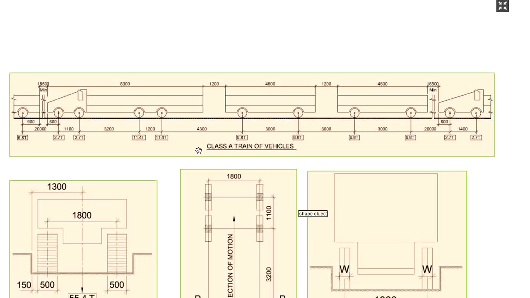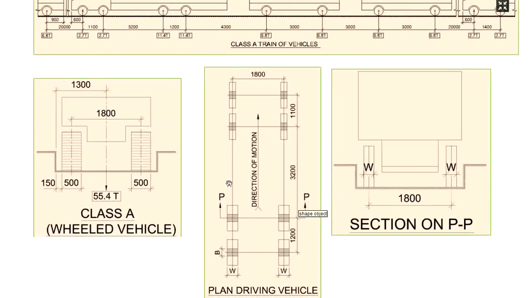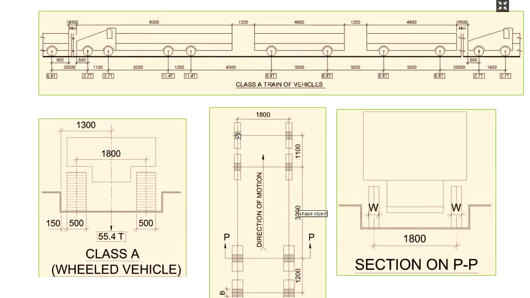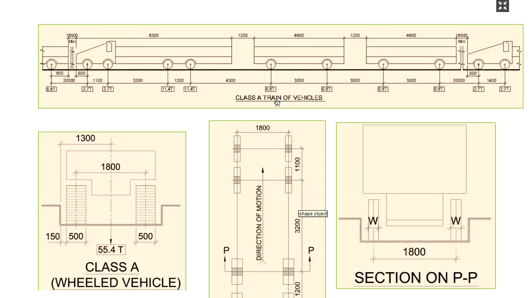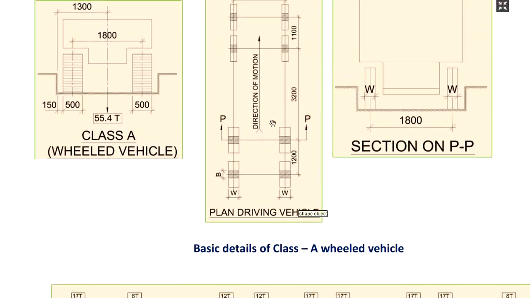Now if we take the class A vehicle, class A is also a wheeled type of vehicle, and they are providing some specification that the total load will be 55.4 ton, and what the dimensions are. This is something you are supposed to study. If it is a train type of vehicle, meaning there is a trailer, then on each wheel there will be 2.7 ton, and the intermediate will be 11.4. Likewise they are going to experience the load. That load we are supposed to transfer in the bridge.